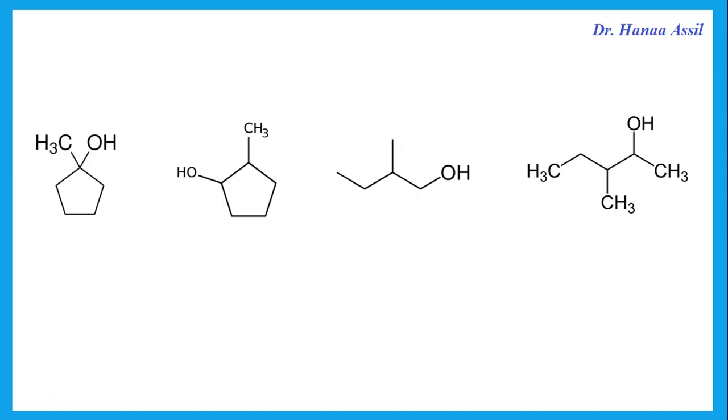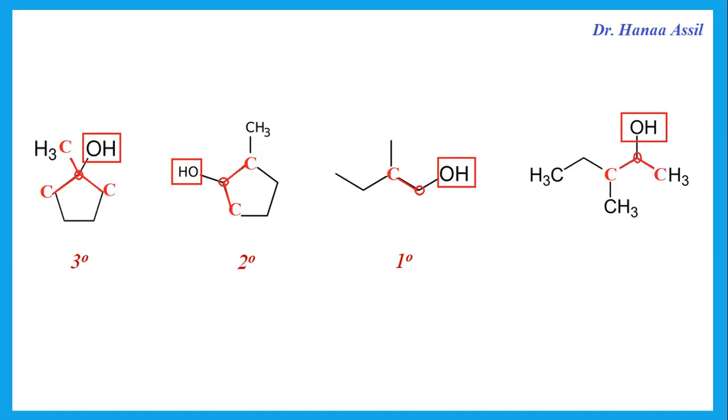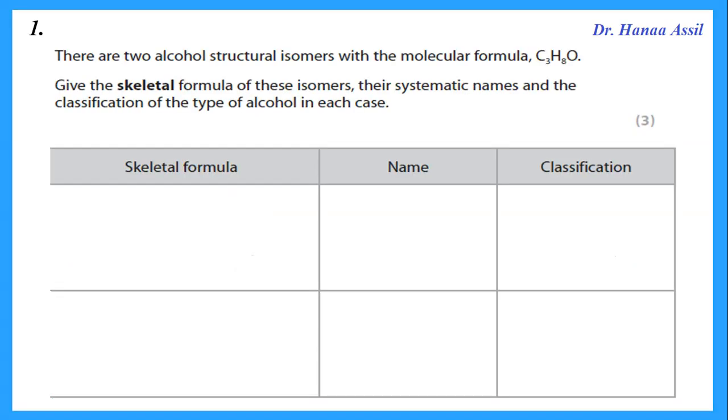Which one is the one on the left? We look at the OH is bonded to a carbon. Now that carbon is bonded to how many? 3, that's a tertiary. This one, the carbon to which the OH is bonded to 2, that's a secondary. This one, the carbon to which the OH is bonded to 1 carbon, primary. This one, bonded to 2 carbons, secondary. So we need to know how to classify the alcohols.